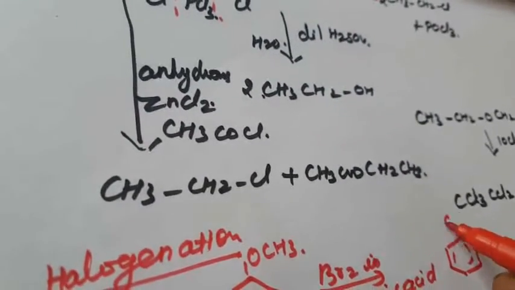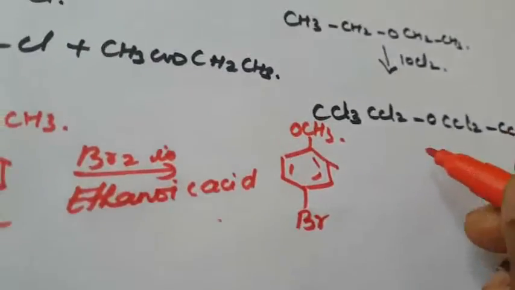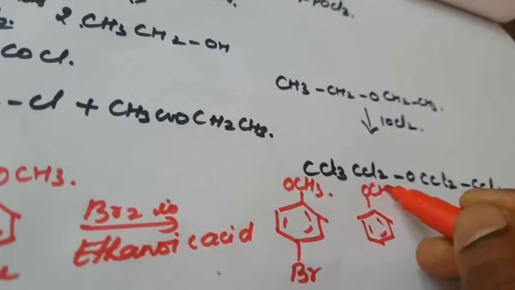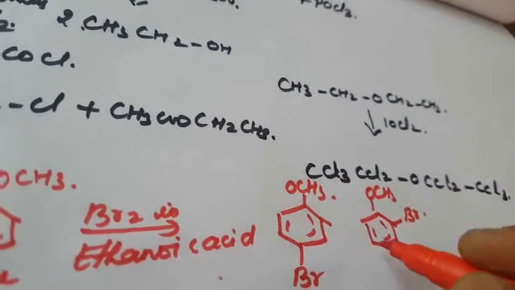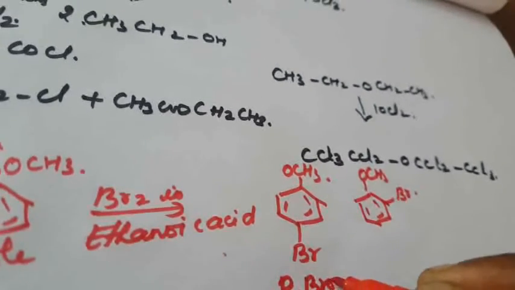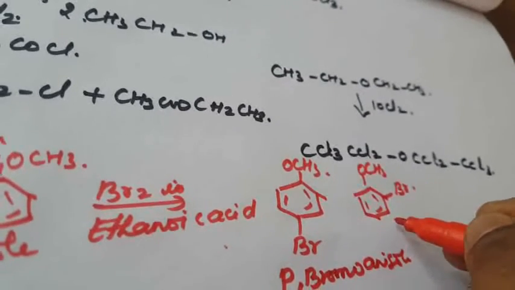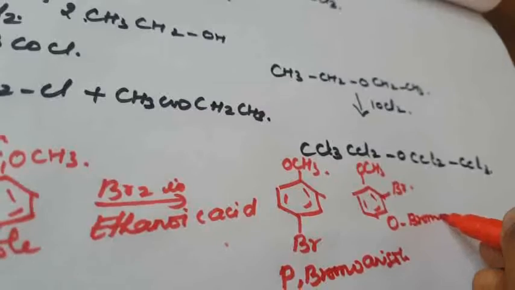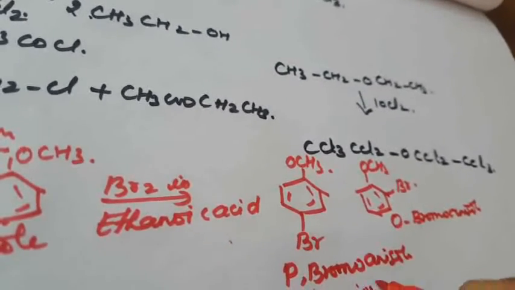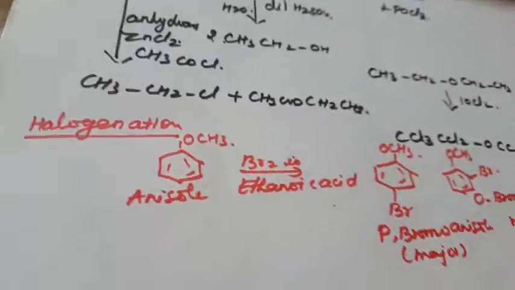What is the ortho position? OCH3, and this is the para position. Again the same benzene ring with OCH3; this is ortho, that is Br. So that is para bromo anisole, and this is ortho bromo anisole. This will be the major product, this will be the minor product, right? This is called halogenation.